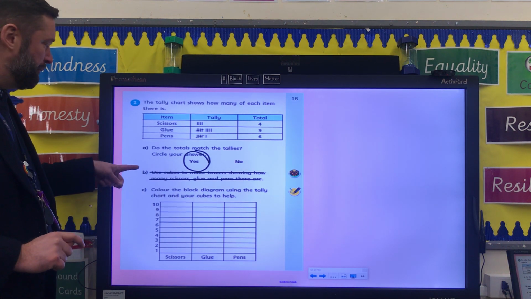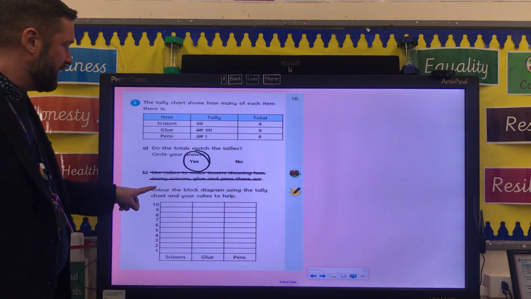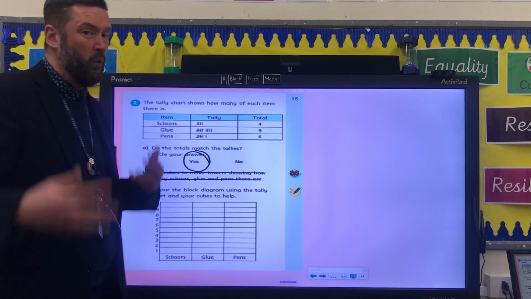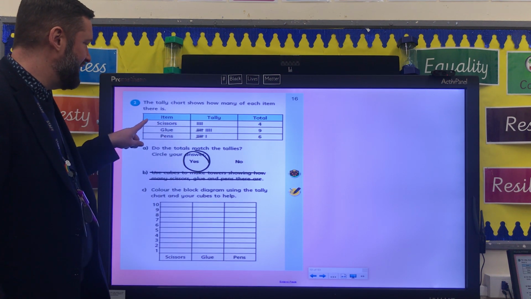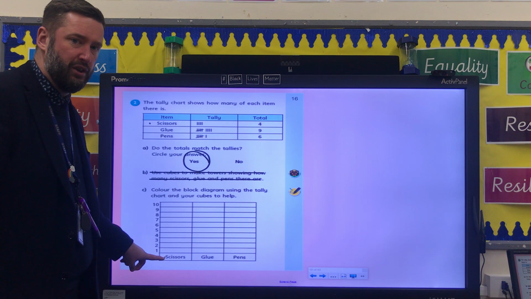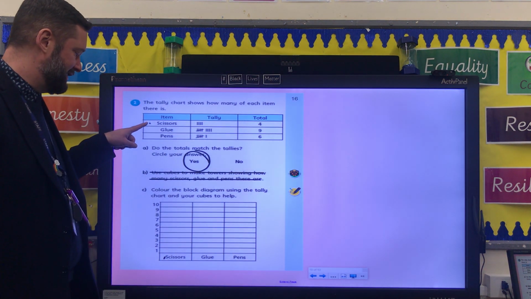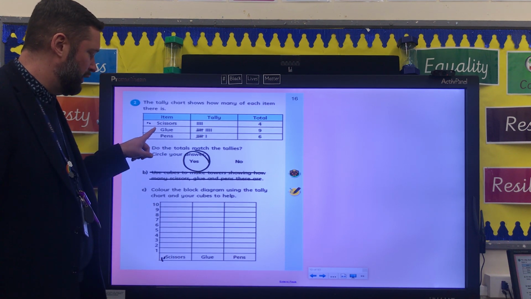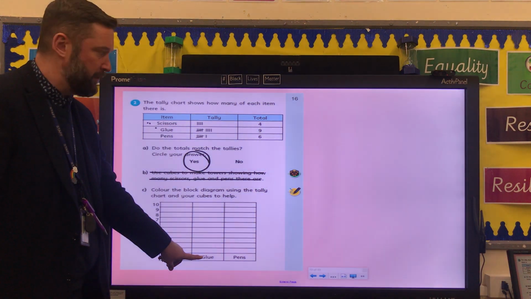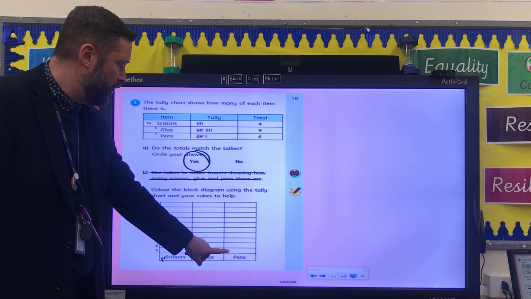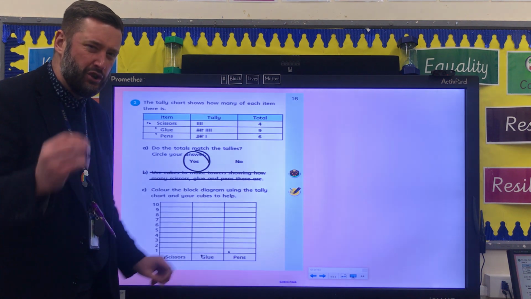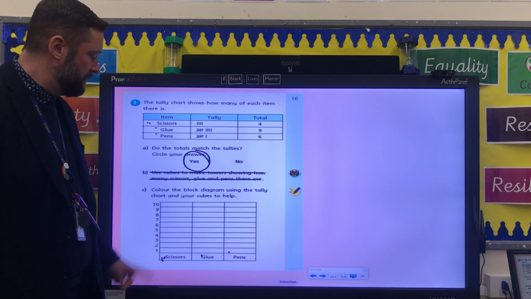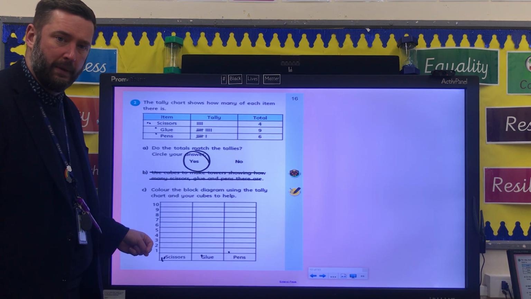Now, C. Can't do B, so we're going to move on to C. Colour the block diagram using the tally chart and your cubes to help. Well, we're not going to use cubes. You're just going to take this information and put it into a block diagram. So, scissors. How tall is your scissor block going to be? How tall is your glue block going to be? And how tall is your pen block going to be? Make sure you colour them in really neatly so the information is clear. Stop the video and finish off that block diagram for me.